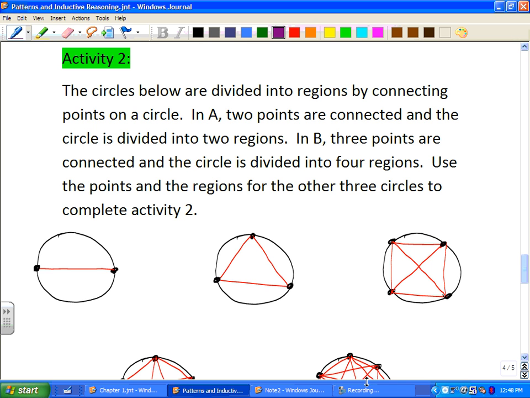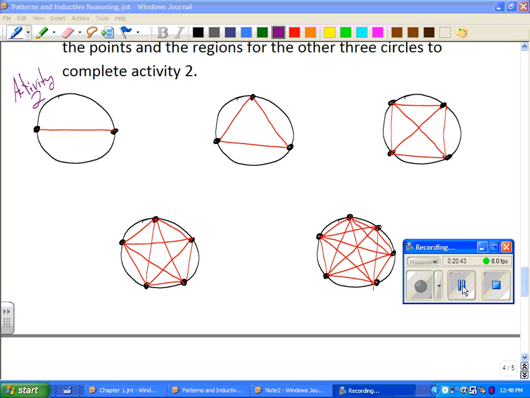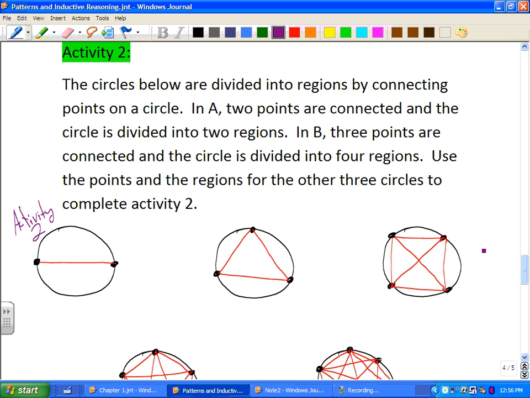All right, activity 2. You do not need to write this. You do not need to write the words. You do need to draw the picture. All right, activity 2. We have 3 steps to this activity. Let's go ahead and look at the directions.